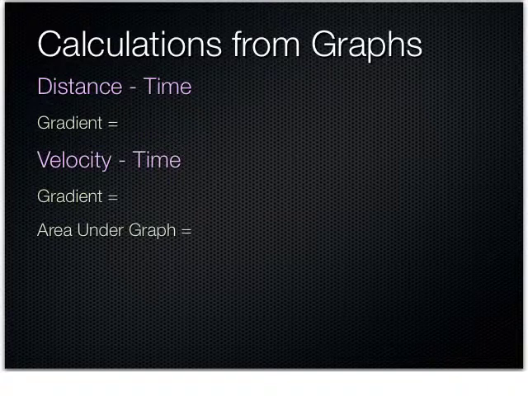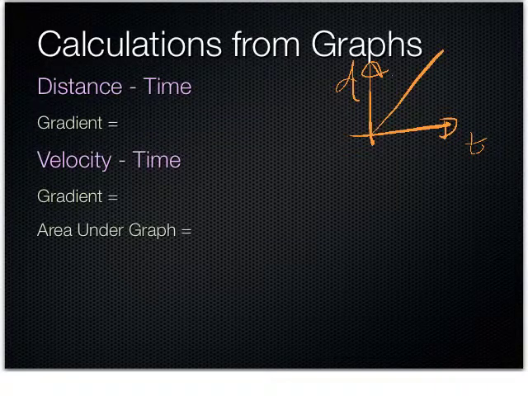So, what you can find out from the graphs, we've already said that from a distance time graph, the slope can actually tell you your speed, because remember, the greater the slope, the higher the speed. So gradient equals speed, or velocity, sorry. But if it's distance, it's speed.